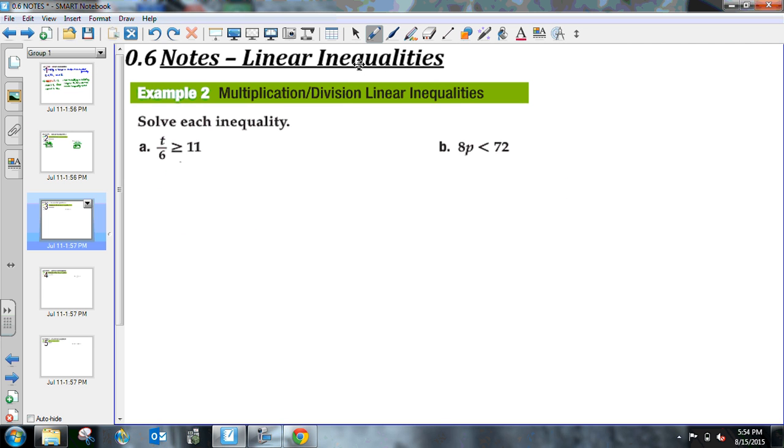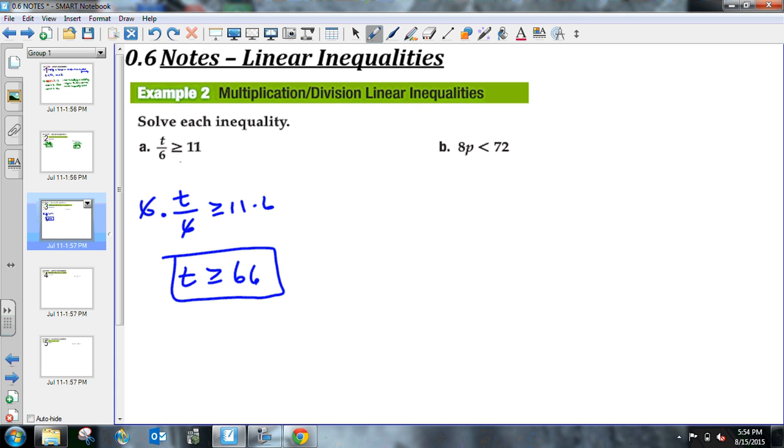Okay, and this one is if we multiply or divide by a number. So I'm going to rewrite this. Now this number is positive. I've got t divided by 6 is greater than or equal to 11. So if I multiply by 6 on both sides and solve for t, because I was dividing by 6, the opposite of division is multiplication. So this divides out, and I get that t is greater than or equal to 66. Okay, now I didn't reverse my inequality because I didn't multiply or divide by a negative.